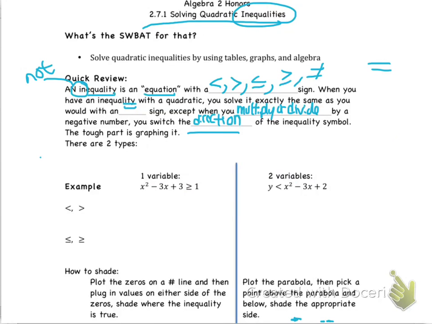If you have a less than or greater than symbol, you're only going to be using an open circle. That means you can get really, really close to the point, but can't ever actually touch it. And then you have the less than or equal to and greater than or equal to symbols, and that's the one where you use a closed dot because you can actually equal the number.